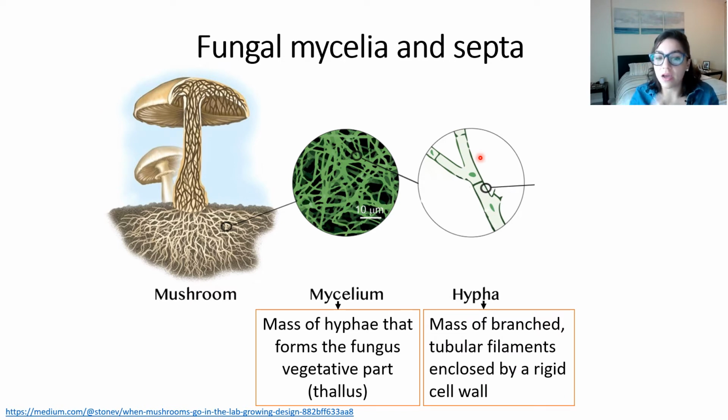A mass of hypha forms a mycelium, like this one we have in the photograph, and the definition of mycelium is a mass of hypha that forms the fungus vegetative part, the thallus. And if we have fungus like a mushroom, let's say, this mass of hypha is the one that's going to compound the mushroom itself, the thallus of it.